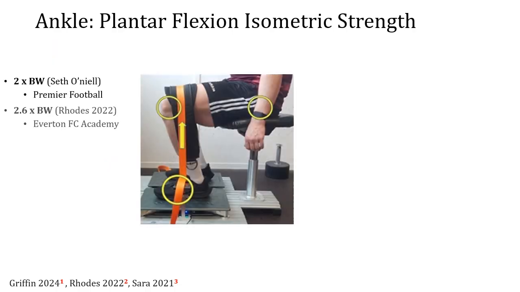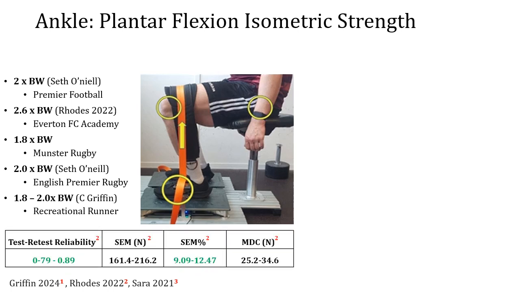Okay, so what kind of forces can we produce and expect with this? They're actually quite high depending on the demographic you're looking at. They consistently fluctuate anywhere between 1.8 and 2.6 times body weight. With the Premier League football teams, Seth O'Neill has done an incredible amount of work with this, as well as with the rugby teams, and has found right around 2.0 times body weight, whereas the Everton Academy has shown up to 2.6, and in recreational runners, it's been shown to be 1.8 to 2.0 times body weight.